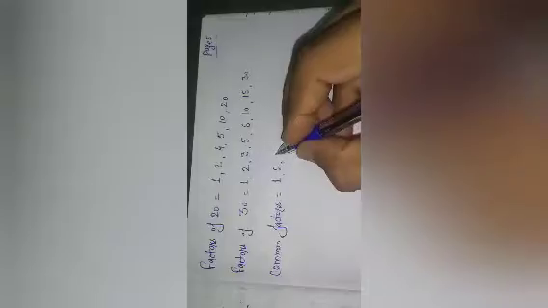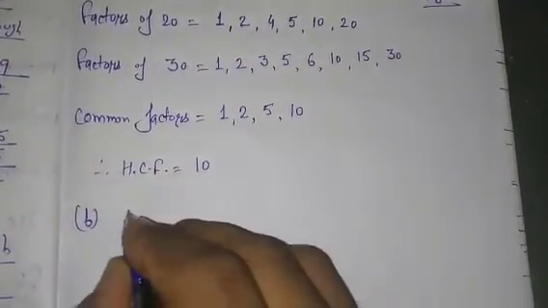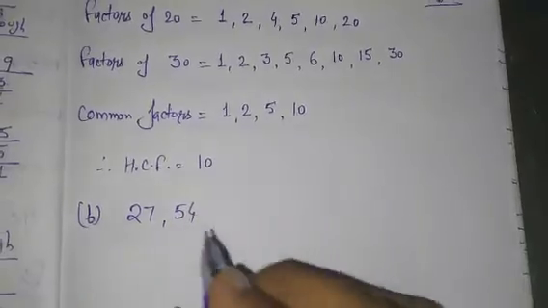Okay, so here you will write the common factors. So what are the common factors here? 1, then 2, then 5, then 10. So which is the highest common factor? As you have seen here, the highest common factor is 10. So therefore HCF is equal to 10. Clear students?